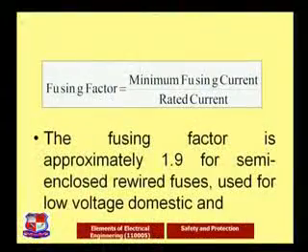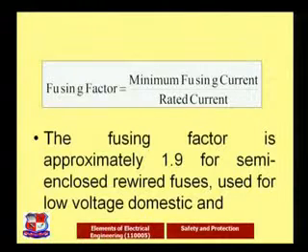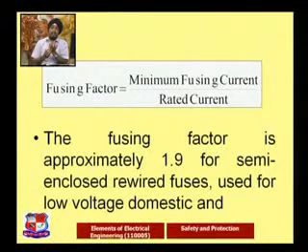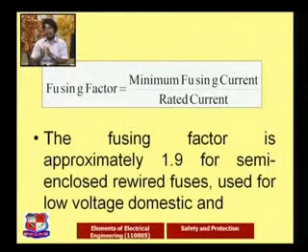So my fusing factor is equal to what? Minimum fusing current with respect to the healthy current. That smallest current has to be taken by the fuse with respect to the healthy current. Equation for the same: fusing factor is equal to minimum fusing current with respect to the rated current. Now that fusing current actually decides the melting of the wire and the opening of the fuse, and the protection of the circuit depends on that one.